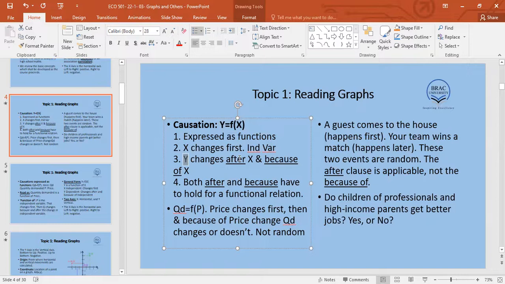If we define x as the independent variable, by convention, x is always written on the right side. In a functional relationship, y, the dependent variable, will always be written on the left side. This is a convention. তারপর আমরা বলছি x is the independent variable. So common sense tells us x will definitely change first. Dependent variable is defined as the variable that changes after x and because of x.